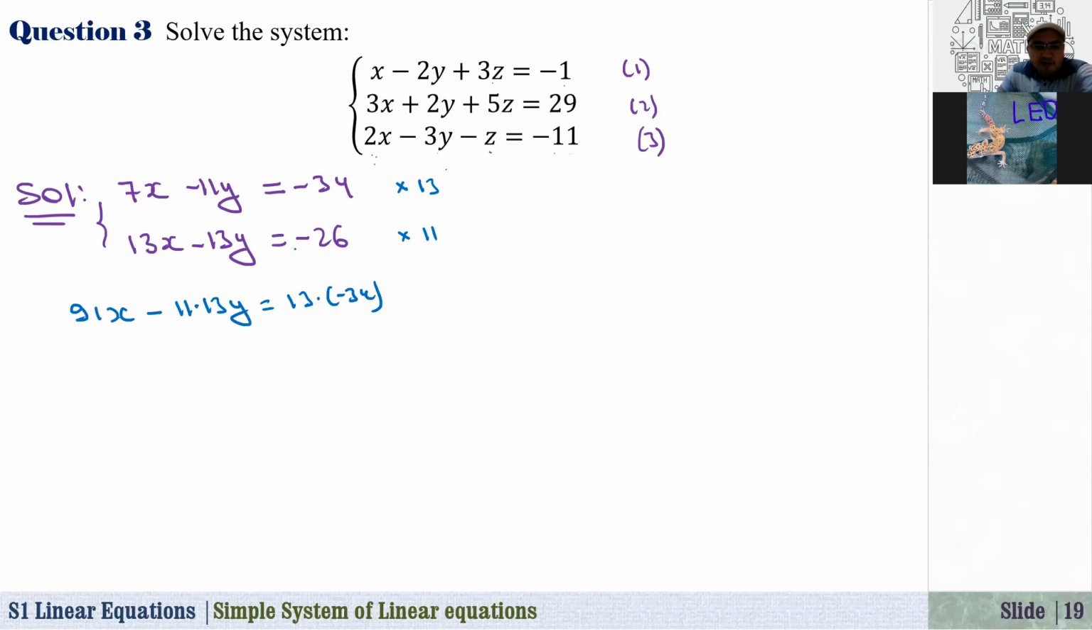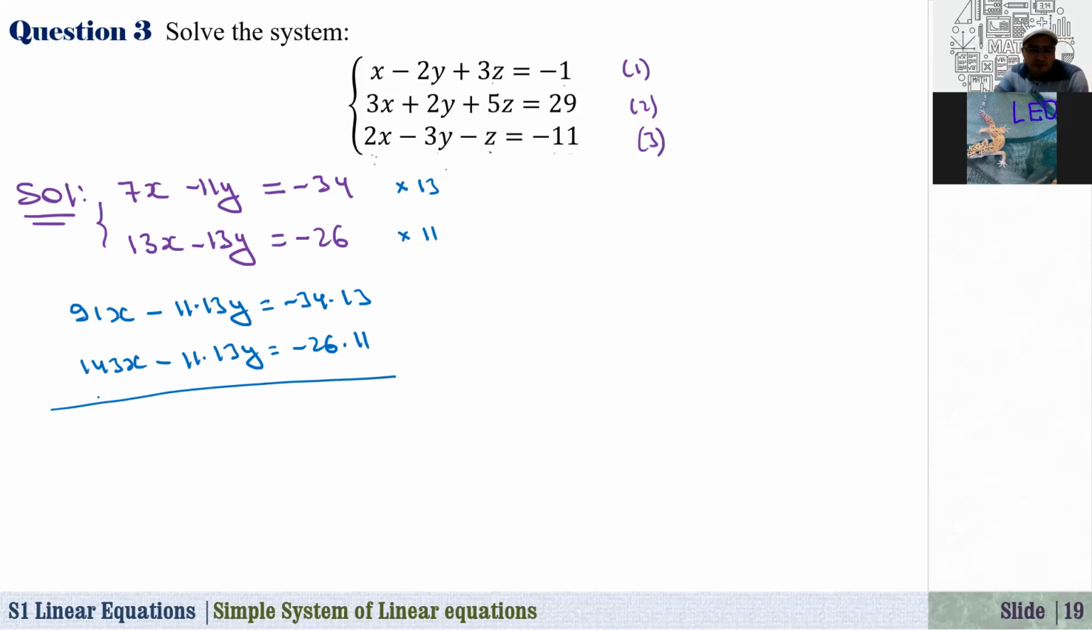Let's take the other one and multiply by 11. 13 times 11 is 143x minus 11 times 13y. On the right-hand side, minus 26 times 11. Also, this one I should write as minus 34 times 13. So now if we subtract the first equation from the second one, 143 minus 91 is 52x. And these coefficients are the same, minus 11 times 13, minus 11 times 13, that is equal to 0.